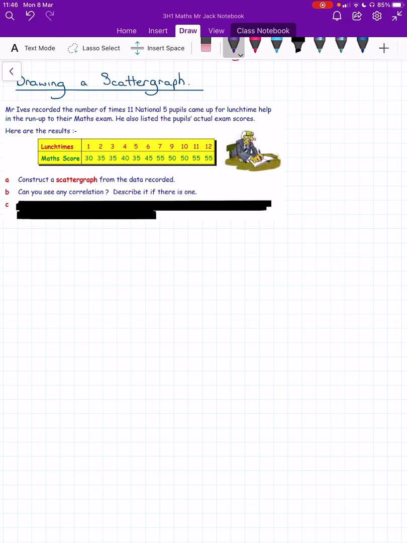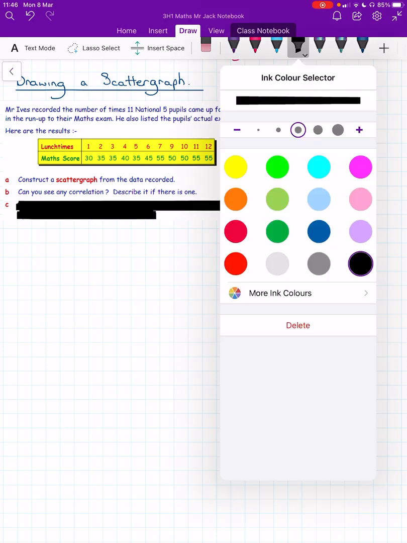Here's the question in front of us. We're only going to do parts A and B, which is why part C is blacked out. Okay, so we're only going to do parts A and B. So first things first, we need to have a wee read through the question, see what we think is going on here.